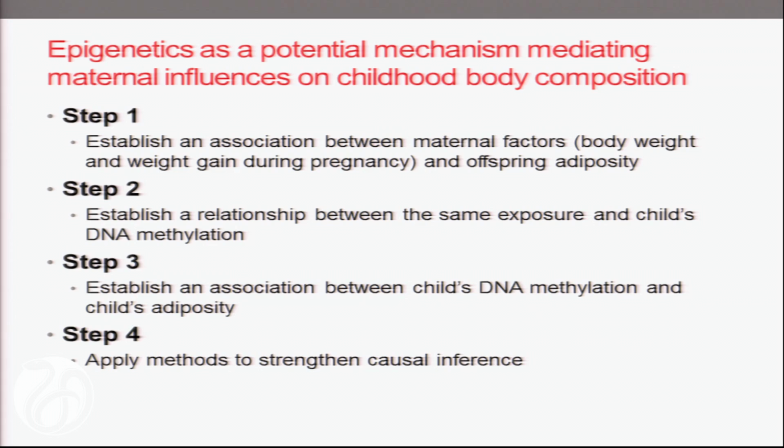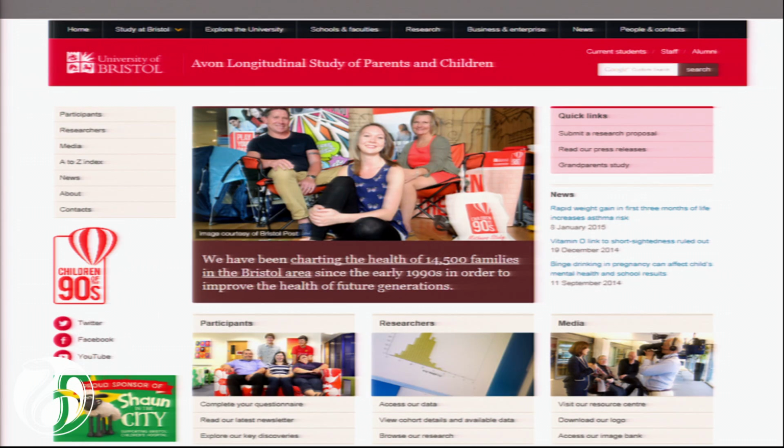So firstly, we would want to establish the association between our maternal factor and our offspring adiposity. So here we have body weight or gestational weight gain during pregnancy and offspring adiposity. As I've said, the observational evidence there is very strong. Step 2 is establishing a relationship between the same exposure and the child's methylation. Step 3, the association between the child's methylation, or the mediator in this instance, and the outcome, the child's adiposity. And then implement a variety of different causal analysis methods to strengthen causal inference.